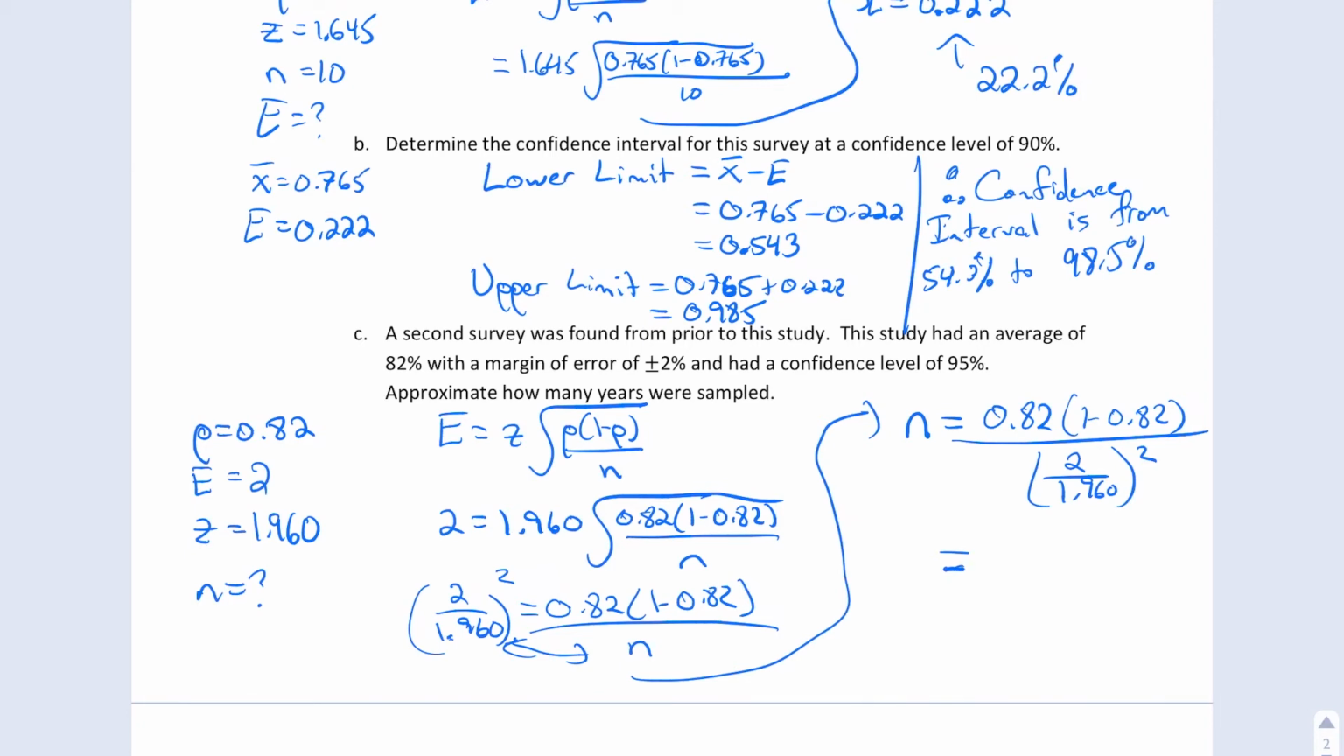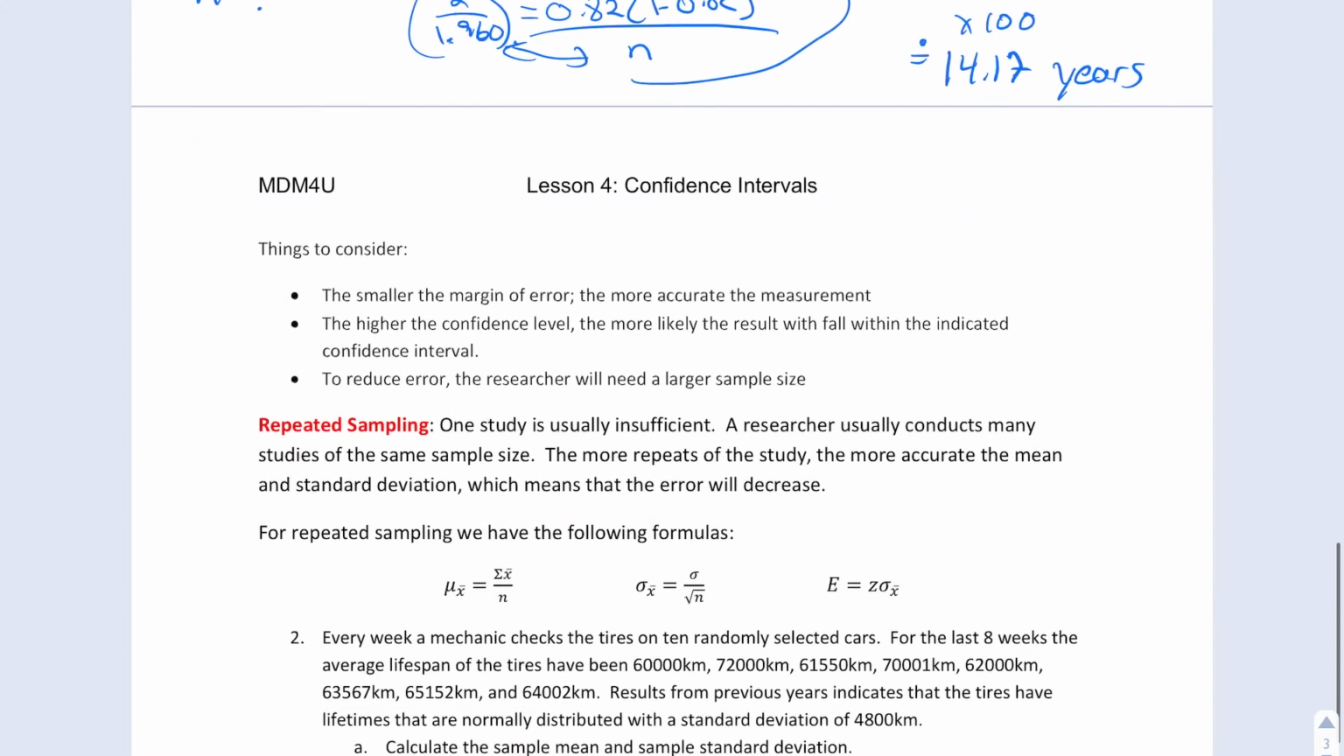divided by all of that there. And so that comes out to 0.1417. And the reason we have a decimal is because we've converted our percents into decimals. So what we need to do is times this by 100. And again, it's because of this 0.82 here. And so this is going to be 14.17 or 14 years approximately. And so it tells us the number of times that were sampled and works out that way.